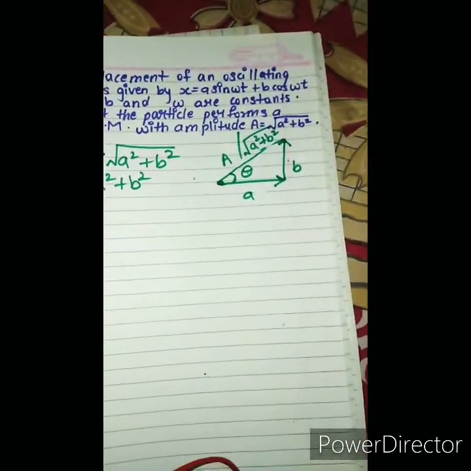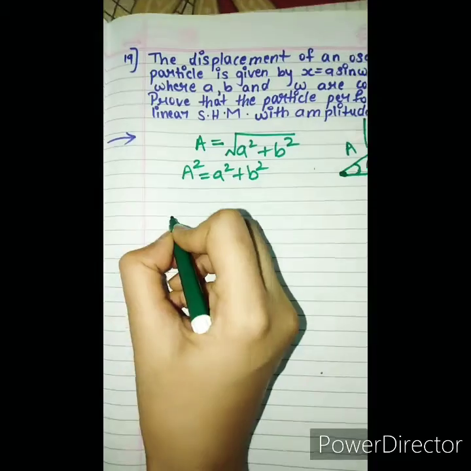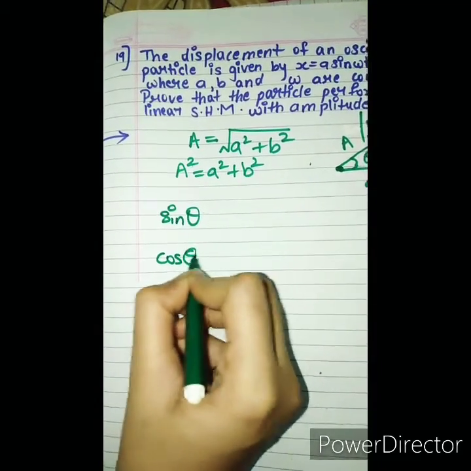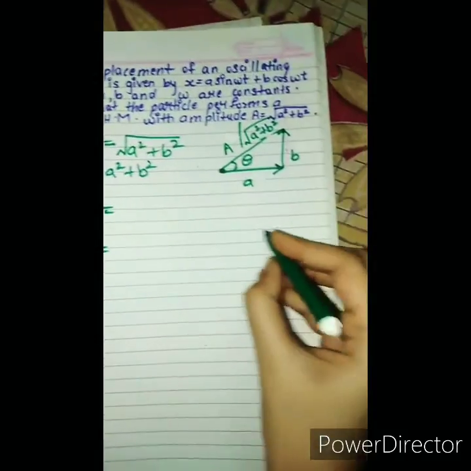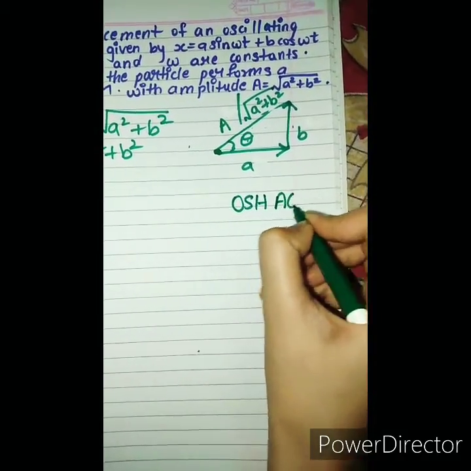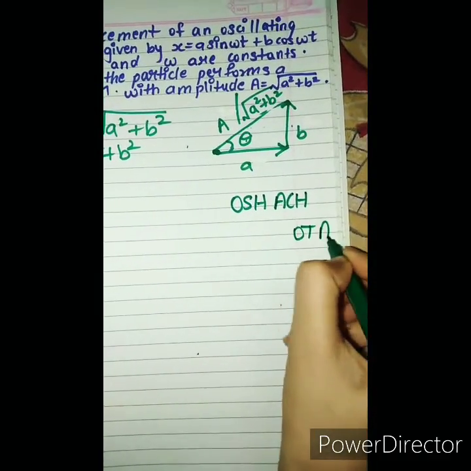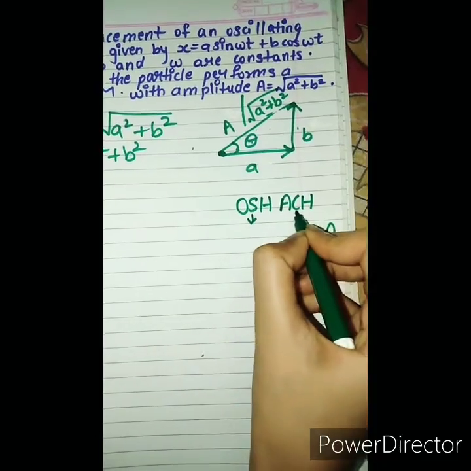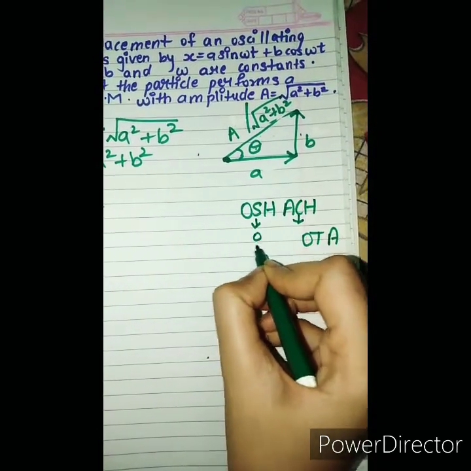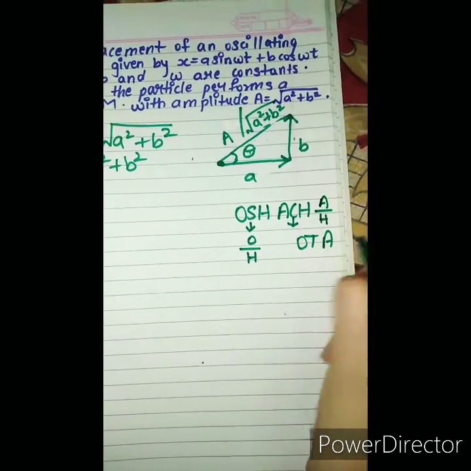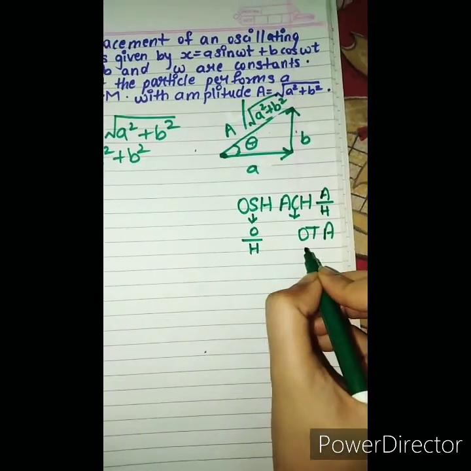Now, what is sin theta equal to? And what is cos theta equal to? So a very easy method to remember is "Osha Chota". This is for sine and this is for cos. Sine is opposite upon hypotenuse, cos is adjacent upon hypotenuse, and tan will be opposite upon adjacent.